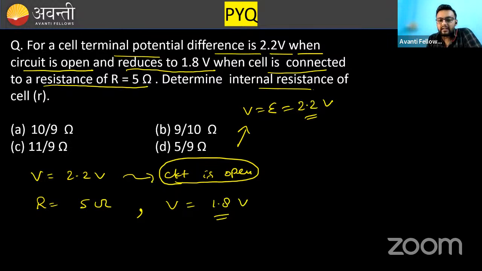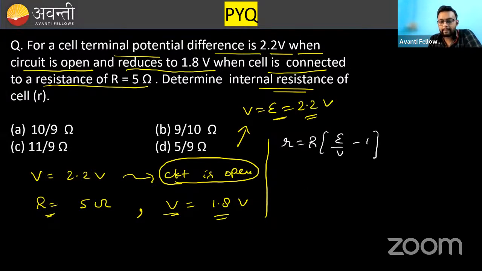You need to find the internal resistance. So what is the relation between E, V, and R? You can say that the exact relation I have written on the previous slide, that was r is equal to R, (E by V minus 1).